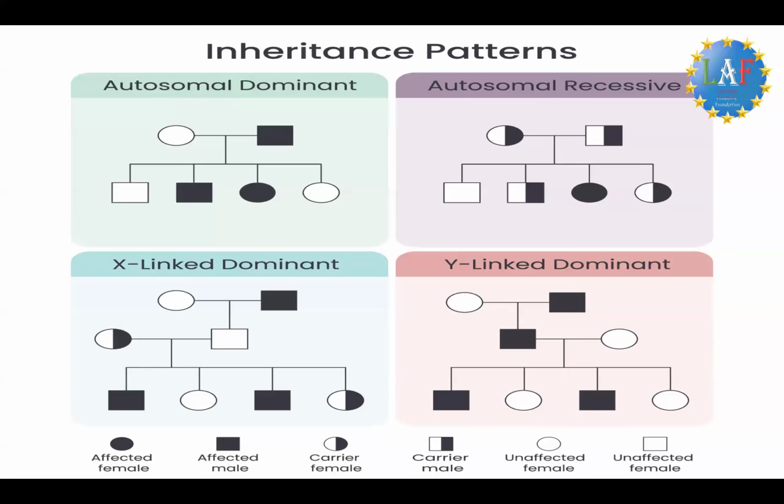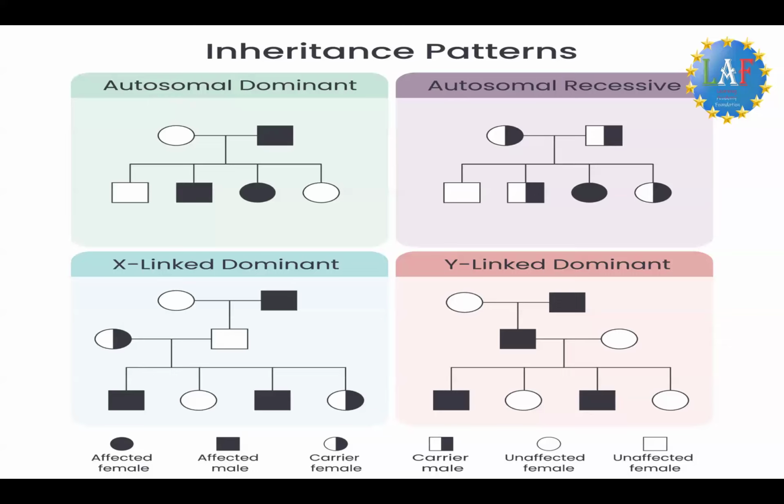Autosomal recessive is the one we have seen before, where the parents are carriers, so both mother and father are carriers, and the offspring will be an unaffected female, carrier male, affected female, and carrier female. So the only one that will be affected is 25%.